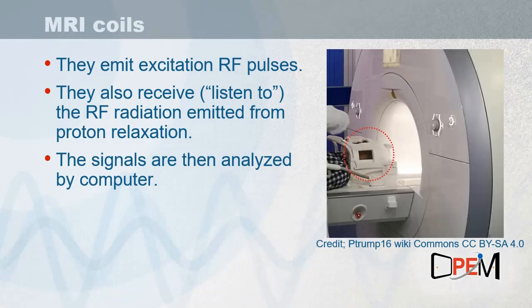To produce those excitation RF pulses, we need MRI coils. And there's an example of a head coil for head imaging. We also need these coils to receive, or listen to, the RF radiation emitted from the protons, or hydrogen nuclei, during their relaxation. And those signals are then sent to the computer to be analyzed.